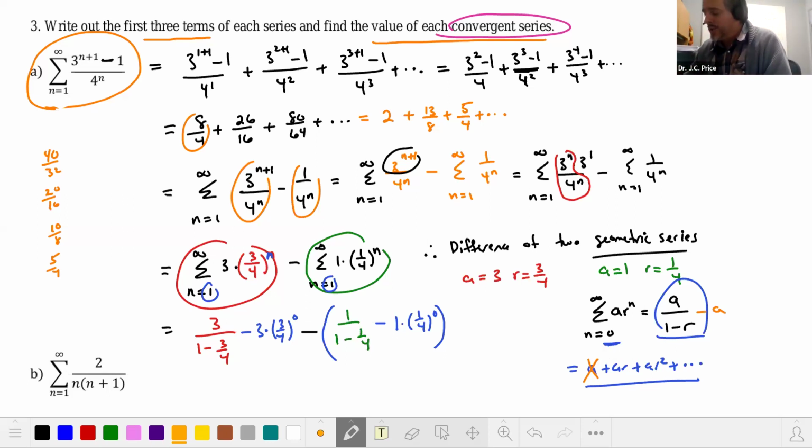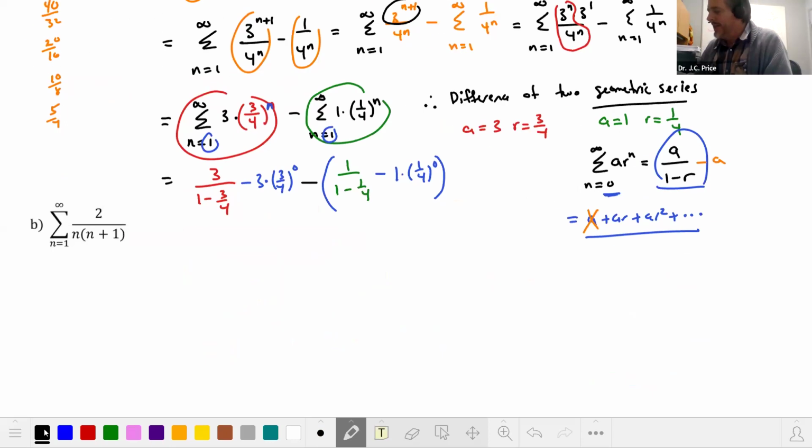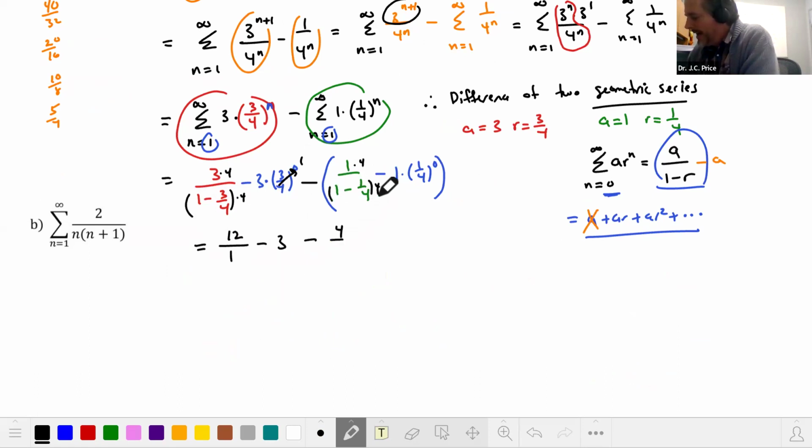So now I got to find the actual answer, though. To find the actual answer, I have to do a little bit of arithmetic here. My favorite way to simplify these is just multiply by 4 on top and bottom here. So this will be 12 divided by 4 minus 3. So that's just a 1. And then minus a 3, because 3/4 to the 0 is just a 1 right there, right? Just gives you 1. And then minus, again, I just multiply top and bottom by 4. And so I get 4 divided by 4 minus 1, so that's a 3.